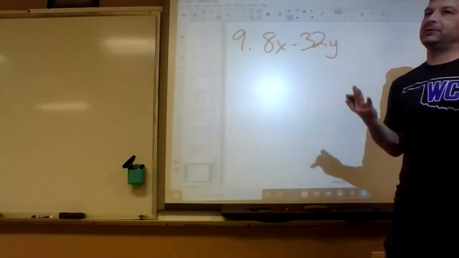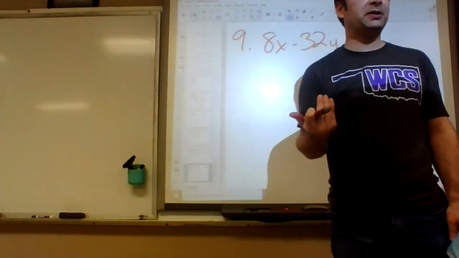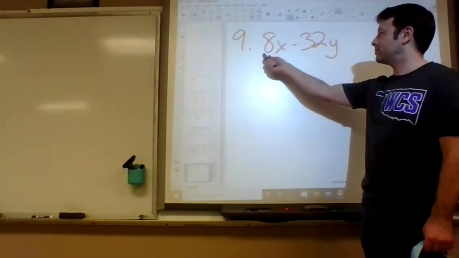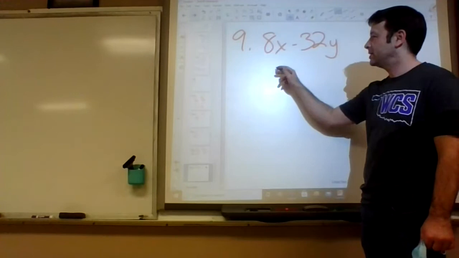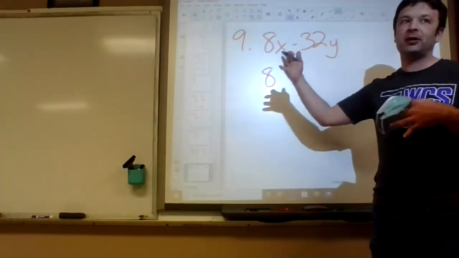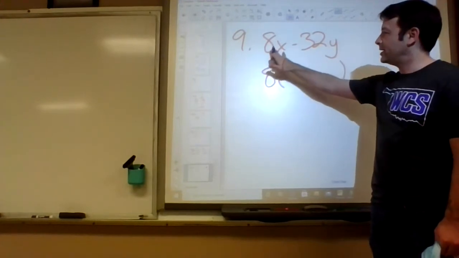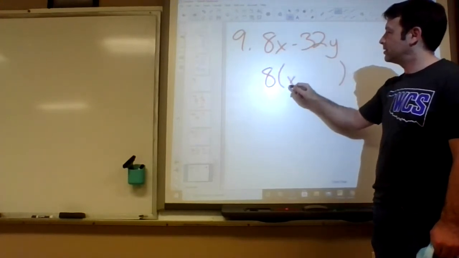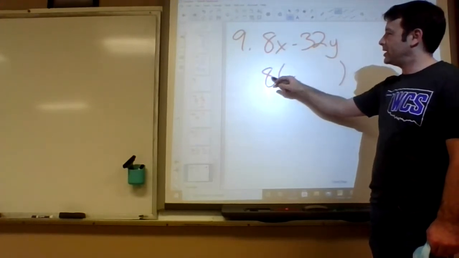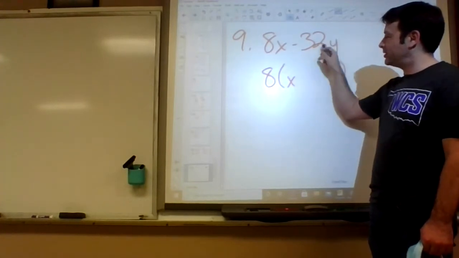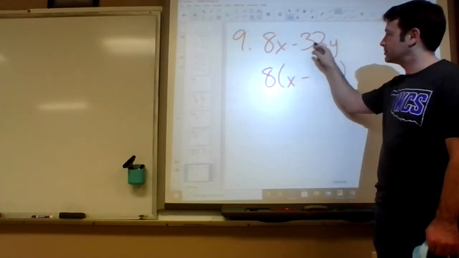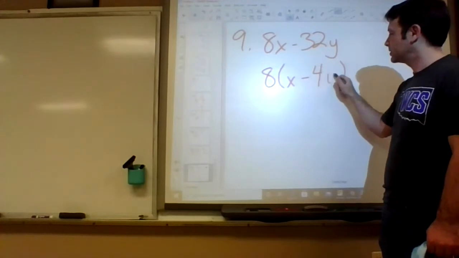And to get full credit, you have to take the biggest thing out. Like, you could say 4 comes out of both of these. Both these are divisible by 4. But 8 is the biggest, the greatest common factor. What's left after I divide by 8? 8x divided by 8 is x. 32y divided by 8 is 4y. So it's x minus 4y.